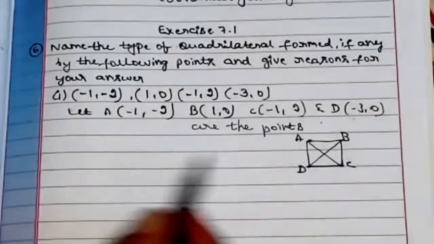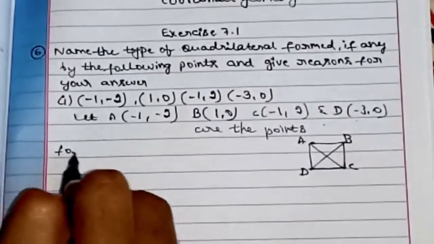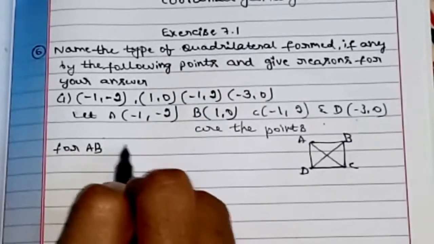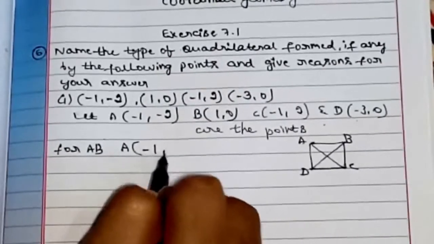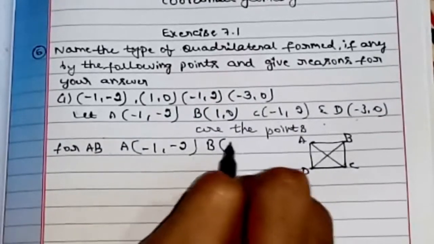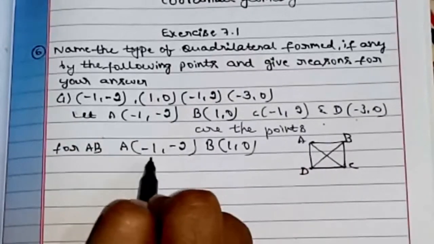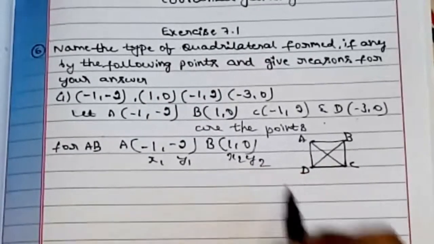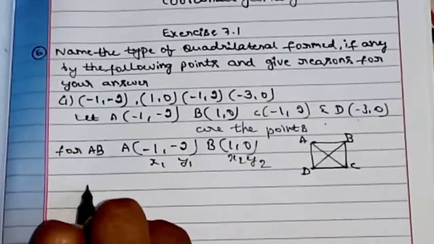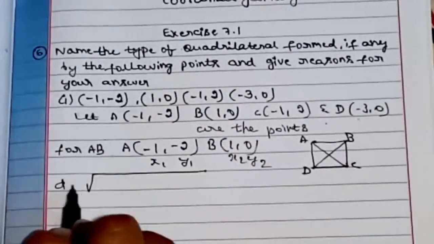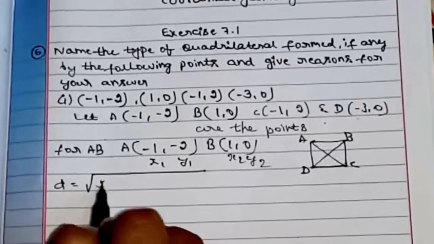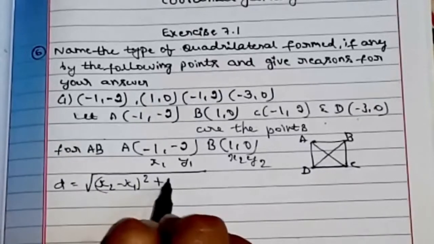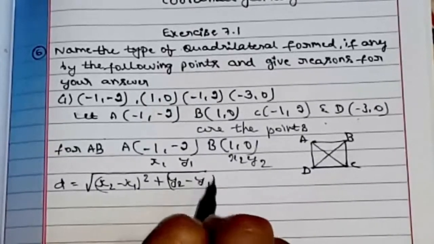Now find the distance AB first. The coordinate points for AB are A(-1, -2) and B(1, 0). As usual, write down the first as x1, y1 and the second as x2, y2. Now apply the distance formula. The distance d is equal to the square root of (x2 minus x1) whole square plus (y2 minus y1) whole square.